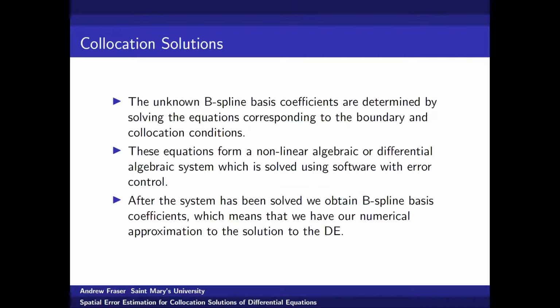The unknown B-spline basis coefficients are determined by solving the equations corresponding to the boundary and collocation conditions. These equations form a nonlinear algebraic or differential algebraic system which is solved using software with error control. After the system has been solved, we obtain B-spline basis coefficients, which means that we have our numerical approximation to the solution to the differential equation.